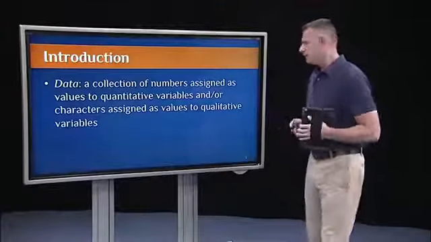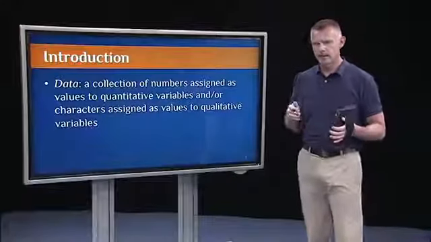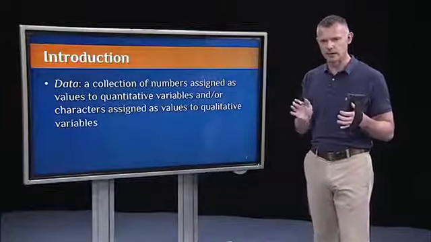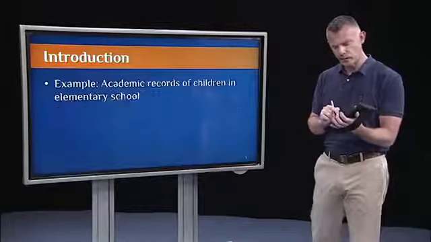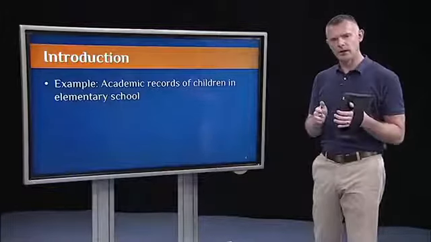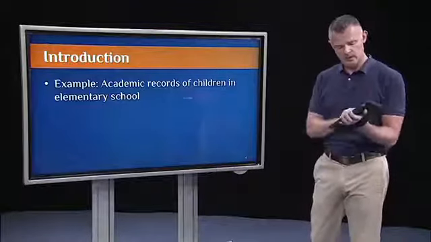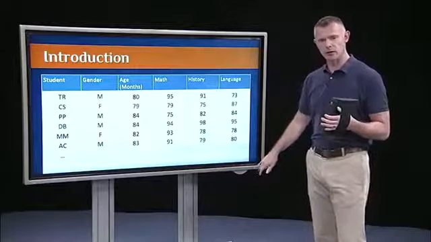Let's define data. Data simply is a collection of numbers assigned as values to quantitative variables, or characters assigned as values to qualitative variables. That sounds kind of lingo-y and technical, so what do I mean exactly? Let's look at an example. So consider we have the academic record of a bunch of children in elementary school. And that might look something like this if we organized it into a spreadsheet.